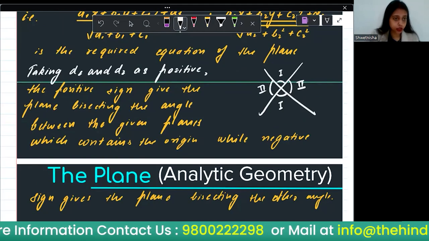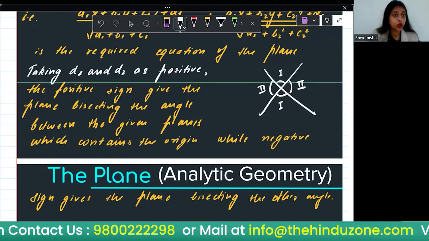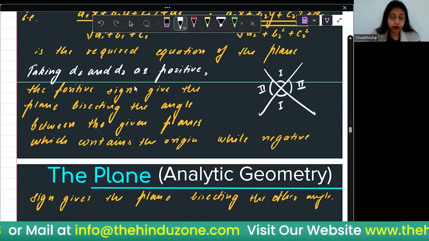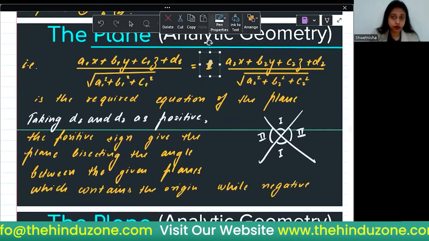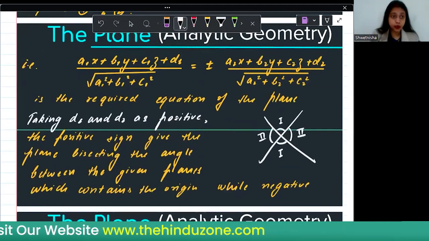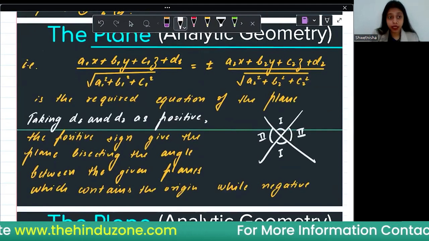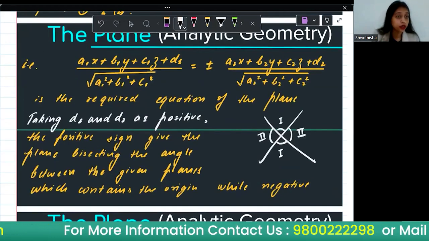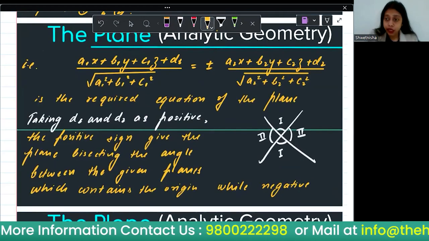You get a plane equation, whether with the help of the positive sign or the negative sign. Let us say that D1 and D2 are positive, and I'm considering the one with the positive sign. So I'll get the equation of a plane. Now, is that plane on the acute angle side? Is it bisecting the acute angle or the obtuse angle? How? We'll get to know this.